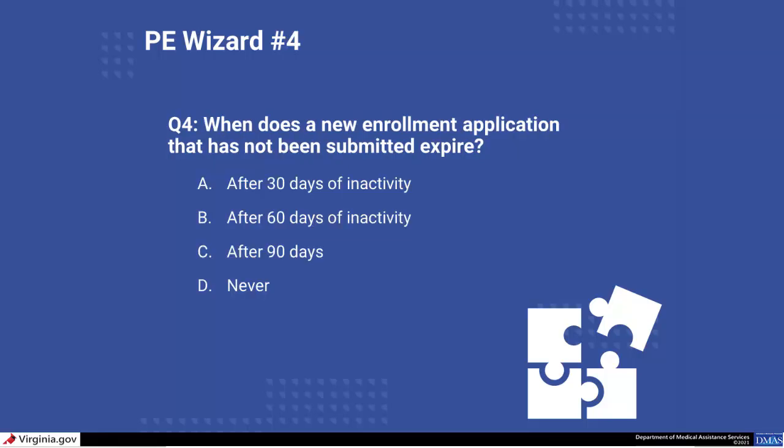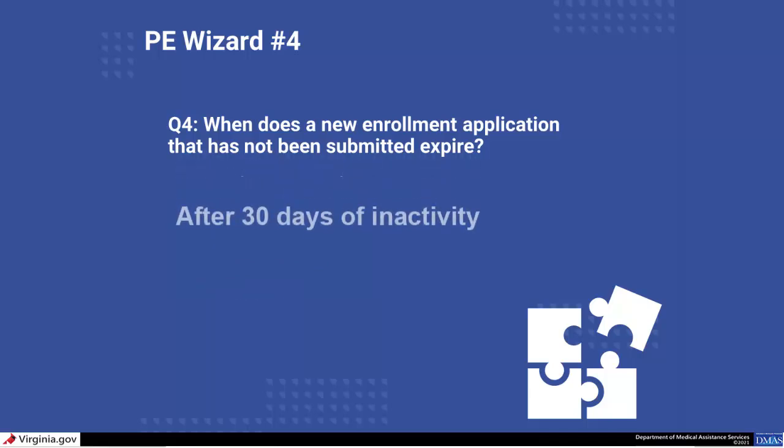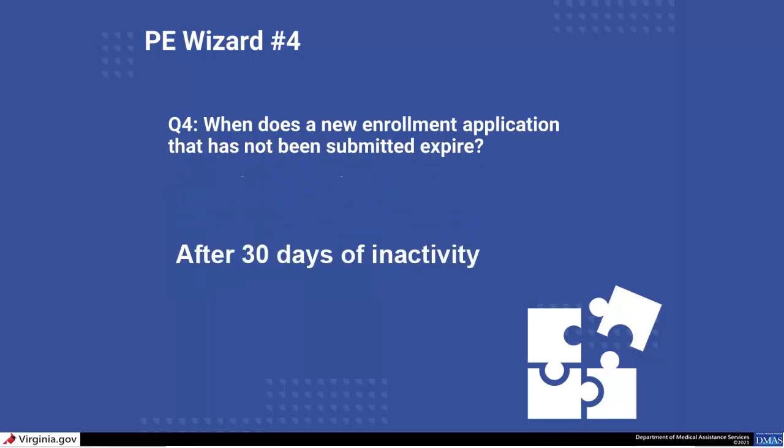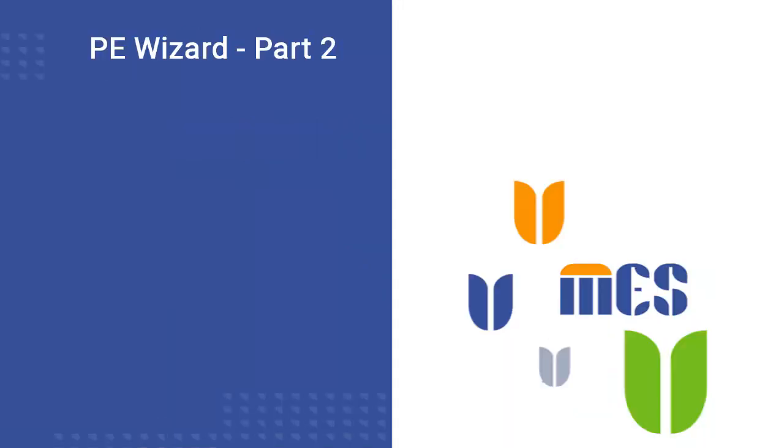And our last question for this section: when does a new enrollment application that has not been submitted expire? Is it after 30 days of inactivity, after 60 days of inactivity, after 90 days, or never? The correct answer is after 30 days of inactivity, it will expire, and the new application will have to be started. In part 2 of our PE Wizard training session, we will go over completing an enrollment application.